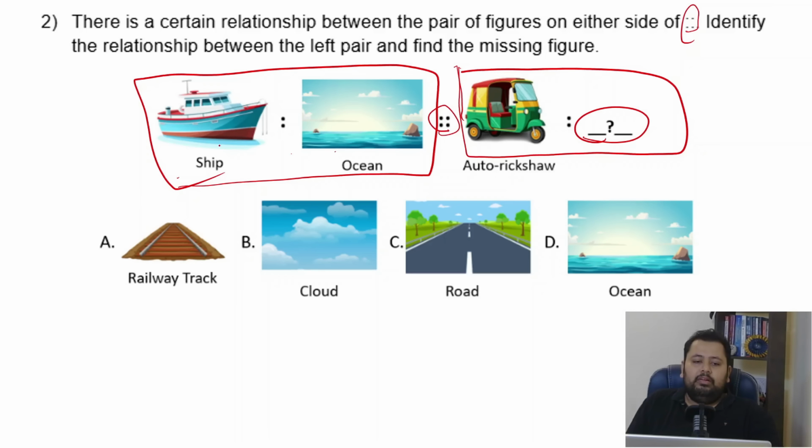Great. So we know a ship, where does the ship travel? It travels on the ocean, right? It travels through the ocean. So where does an auto rickshaw run? An auto rickshaw runs on the road. So option C is your correct answer.